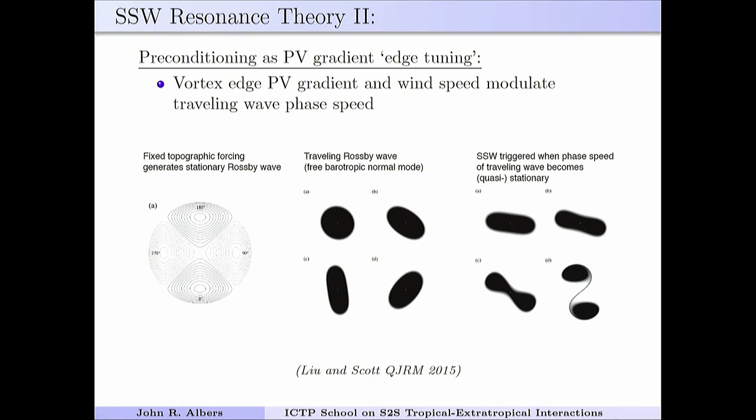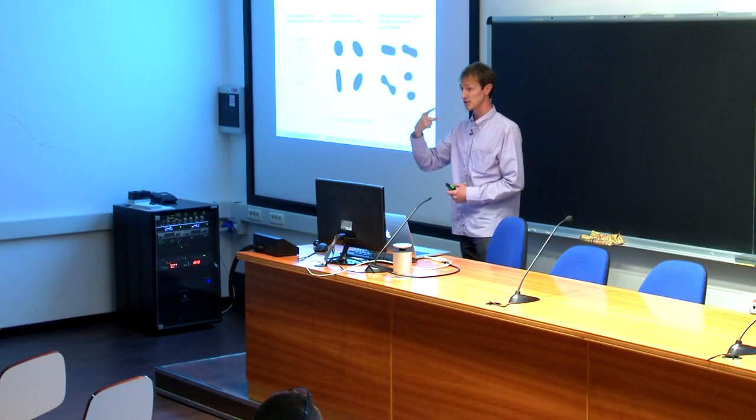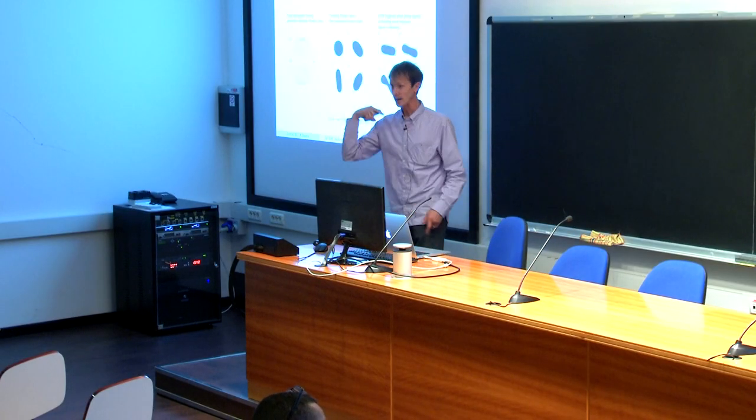So the way to think about this is, if on the left panel we start with fixed topographic forcing, which for this case I've shown as a wave number two forcing, we just generate a stationary Rossby wave that has a wave number two structure. Now, on top of that, if we have a free barotropic mode that is a traveling wave traveling around the periphery of the vortex, the idea is that the PV gradient and the wind speed of the vortex itself determine the phase speed of that traveling wave. So that determines how quickly this traveling wave is whipping around the vortex.